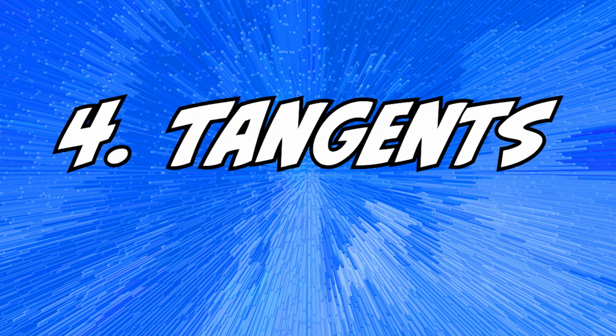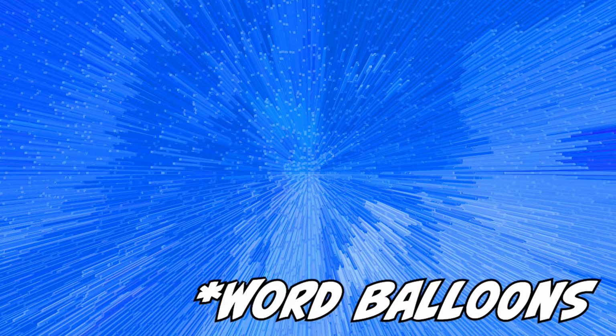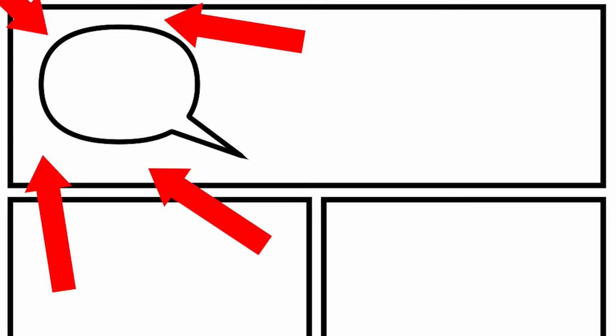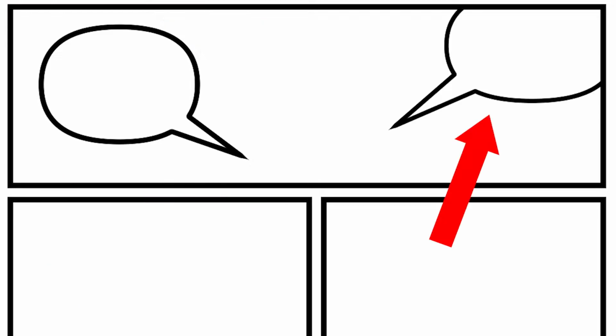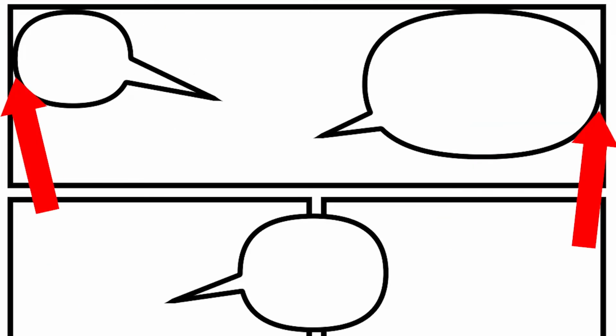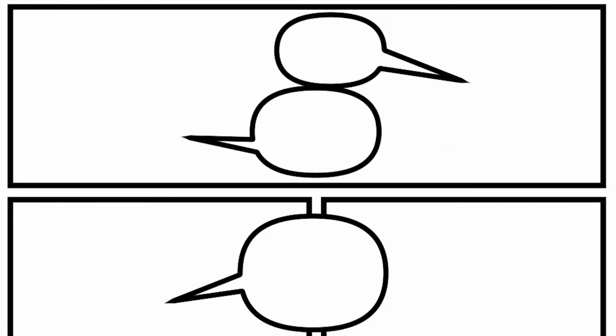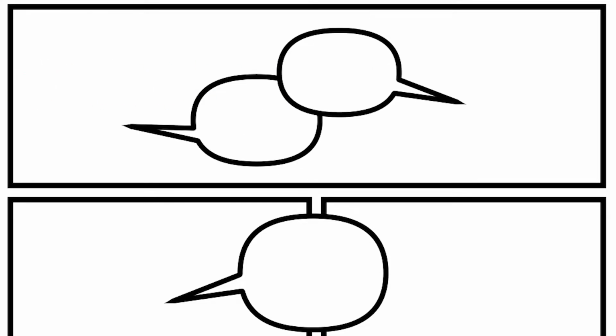Number 4. Tangents. If your balloons are going to stay within the panel, then make sure there's breathing room between the balloon and the panel. You can fuse the balloon with the panel like this, which is fine, but make sure the borders aren't touching like this. Another thing to avoid is 2 word balloons touching each other's borders, like this. Overlapping is fine, but just avoid tangents, whatever the cost.